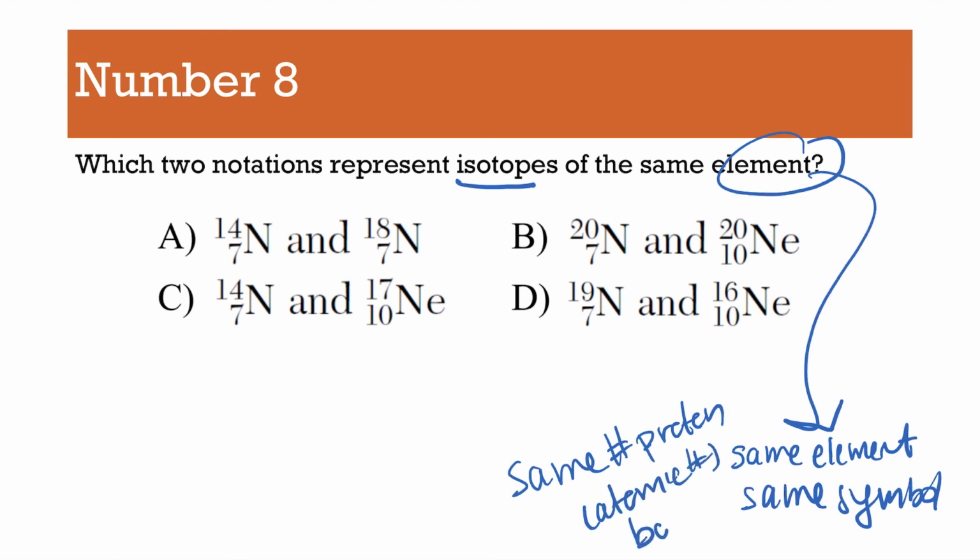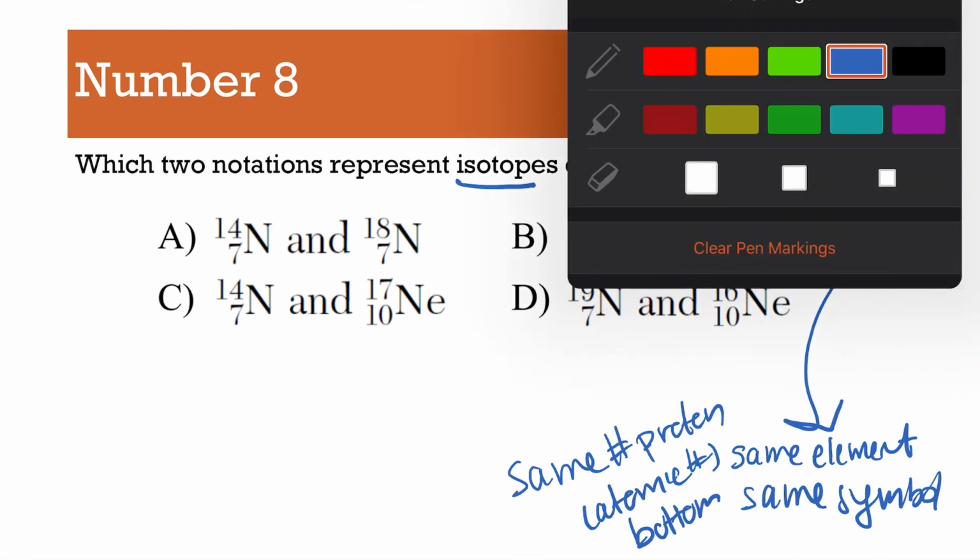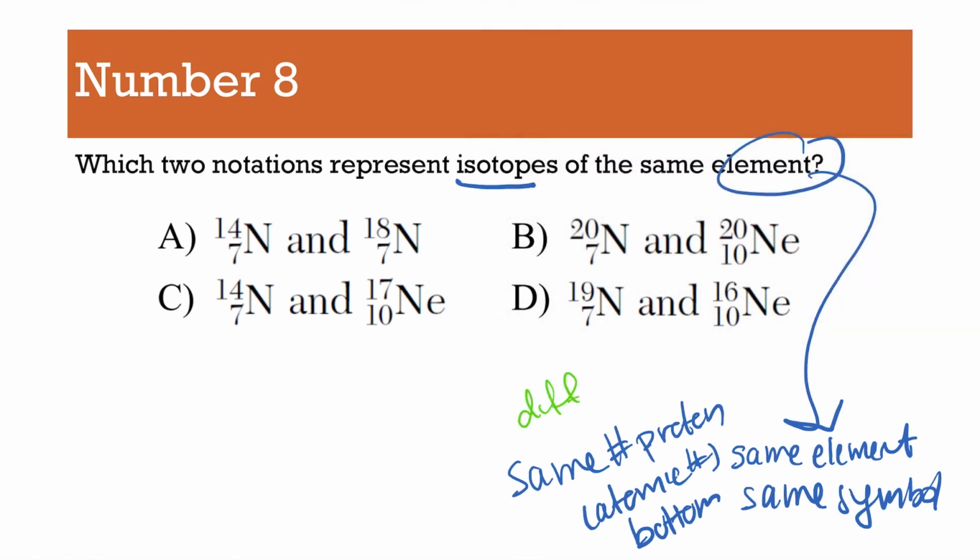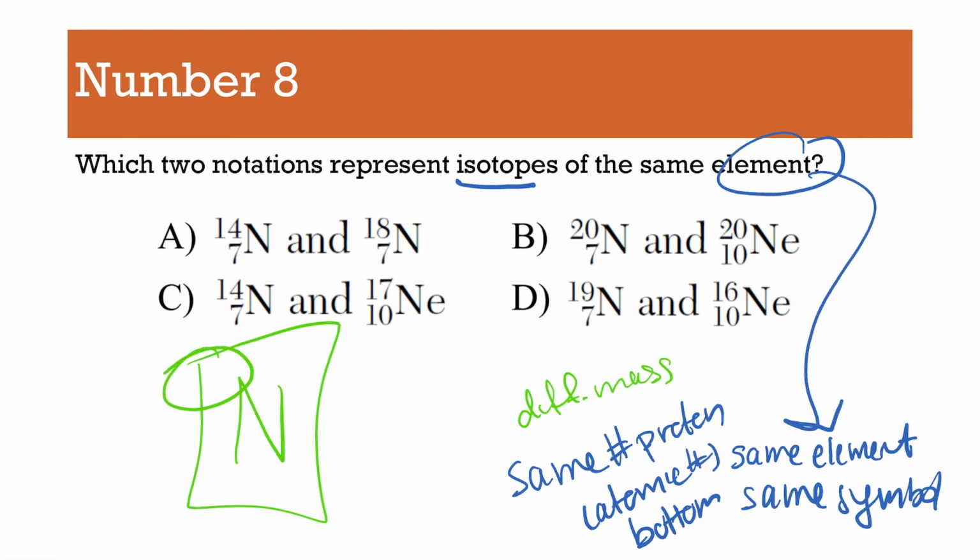And that is the bottom number of these things. But you have to have a different mass. So remember, if we have any symbol, that number up there is the mass, and the number down here is the atomic number. So for this question, if we're looking for the same element, the easiest thing to look for is, do you have the same symbol?